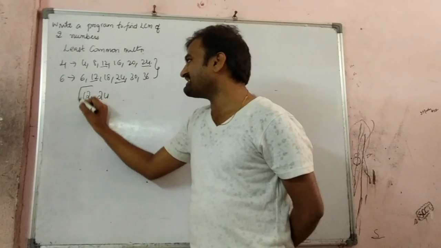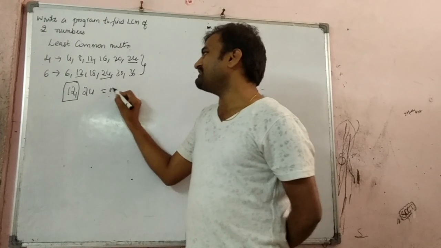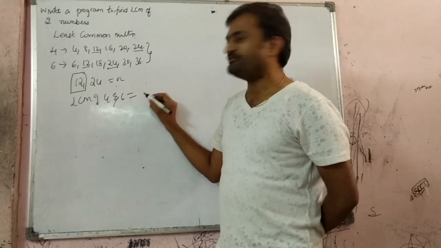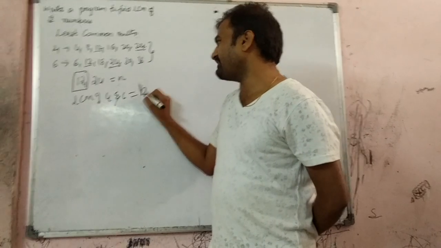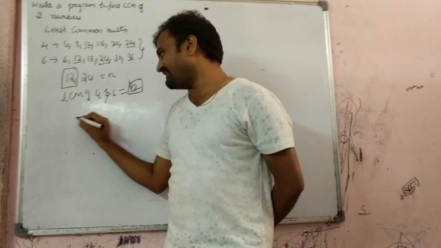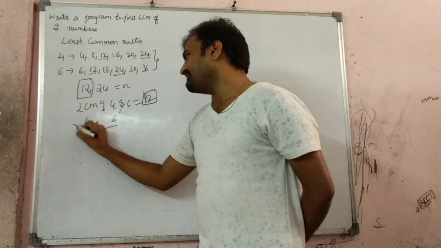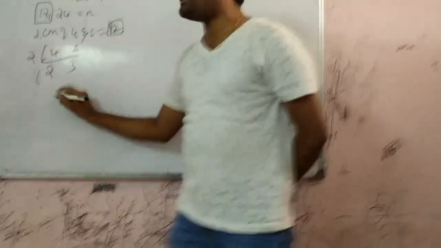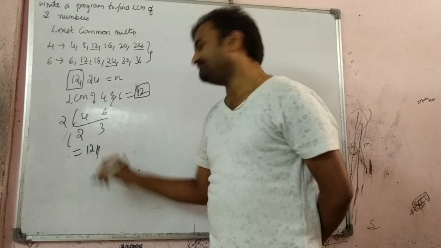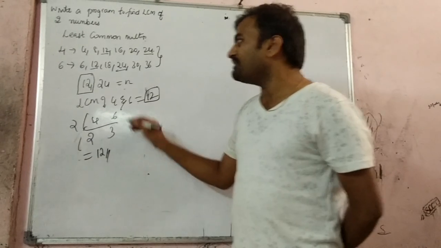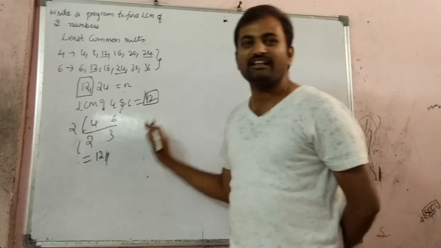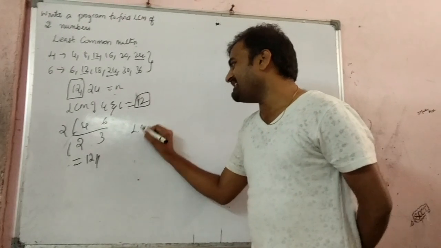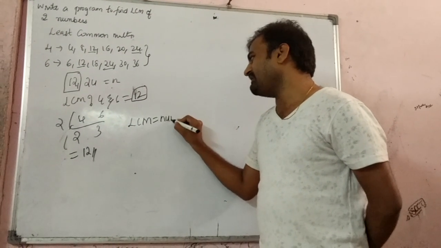Now in this, the first, least common multiple is 12. So the LCM of 4 and 6 is 12. We can find it like this also: 2 twos are 4 and 2 threes are 6, and as these are two prime factors, the answer is 12.